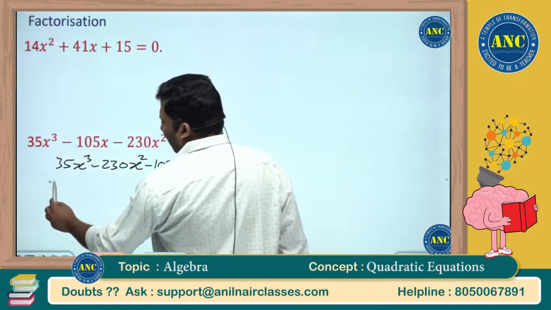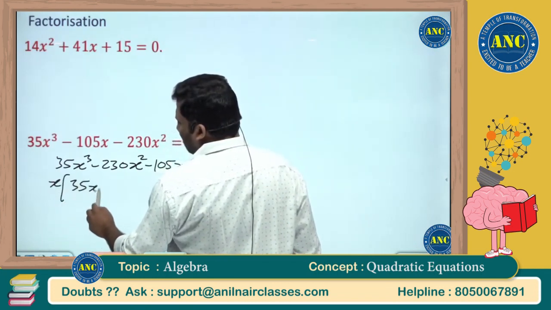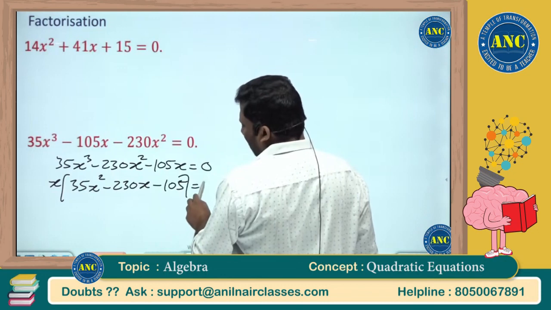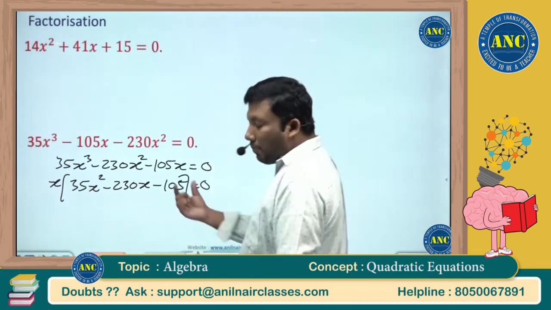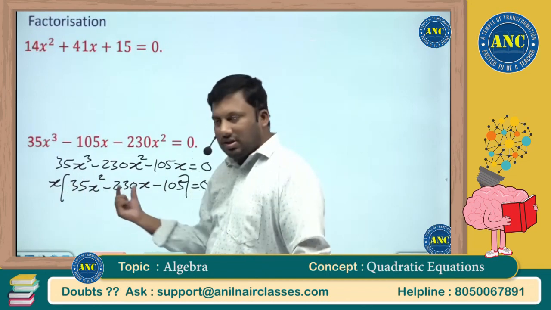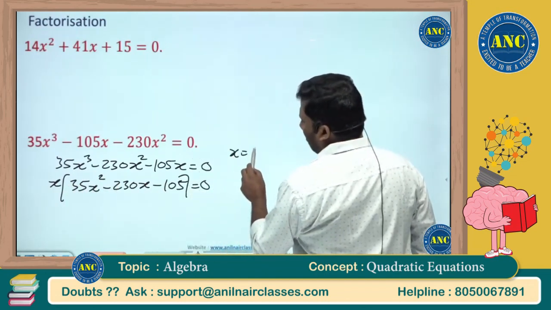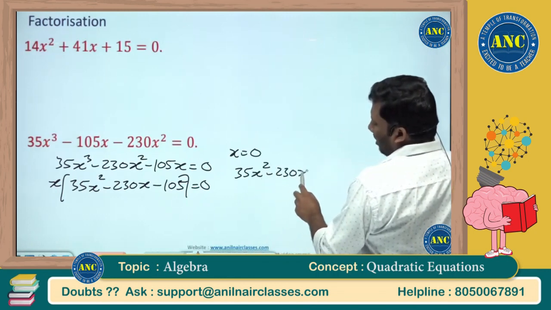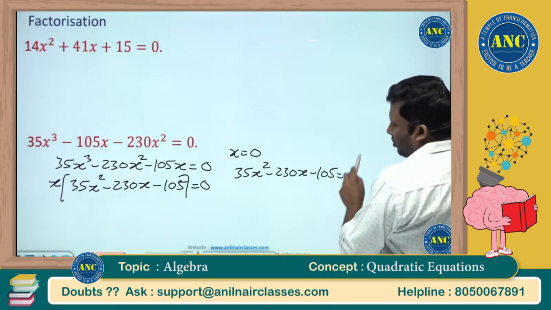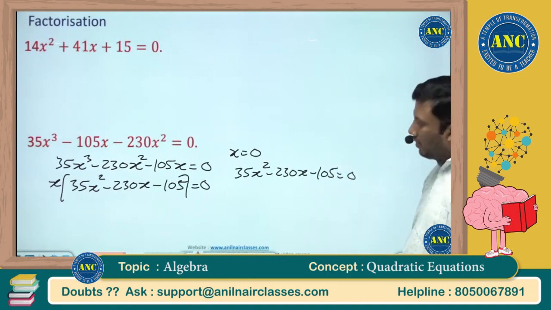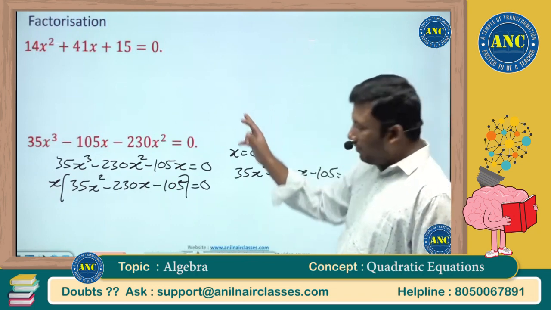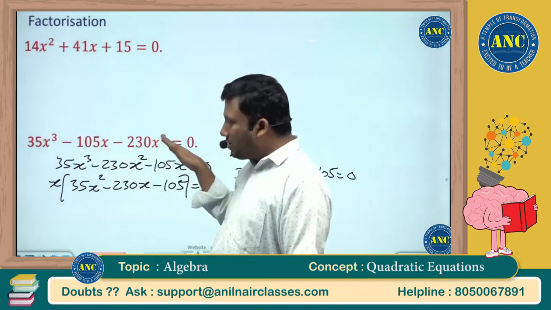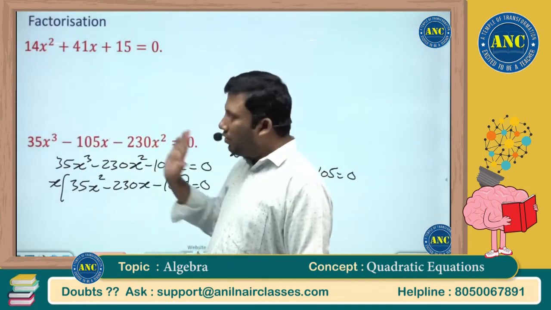Take x common. If I take x common, 35x square minus 230x minus 105 is equivalent to 0. x is equivalent to 0. Product of two quantities is 0, so either this is 0 or that is 0. So x is 0. Next step is 35x square minus 230x minus 105 equivalent to 0. Now let me factorize that one, then I'll come back. Here the important point is that the degree of x should decrease by 1. Don't do the factorization the usual way, do it like this.